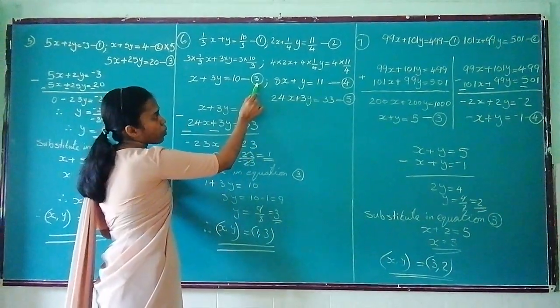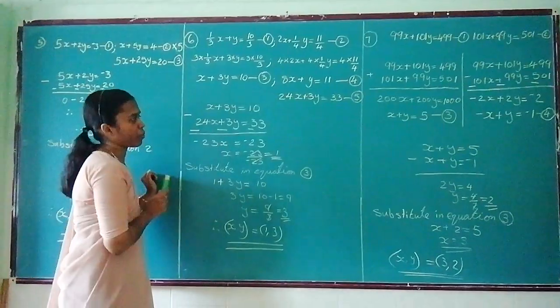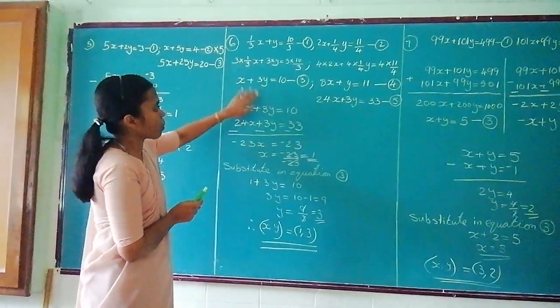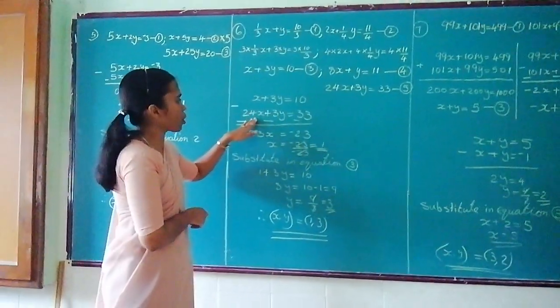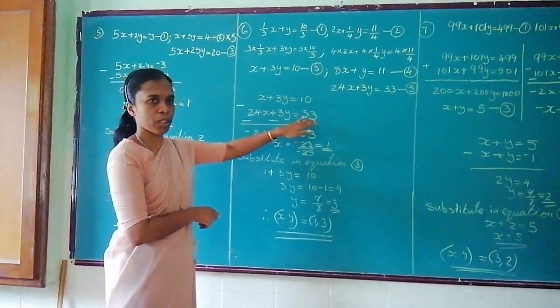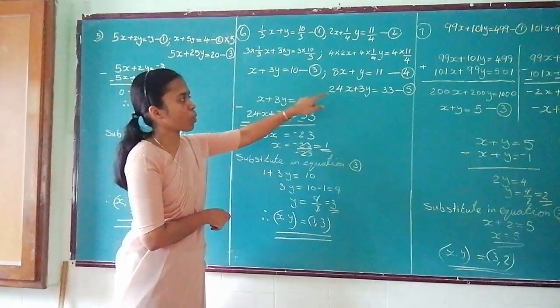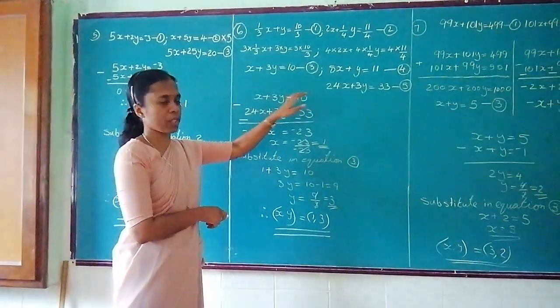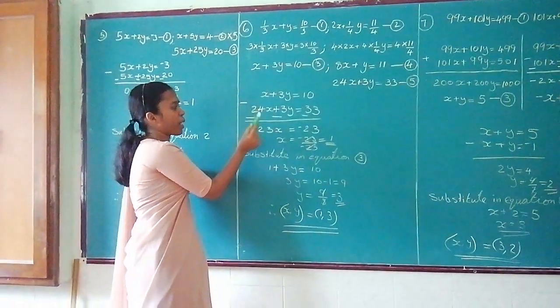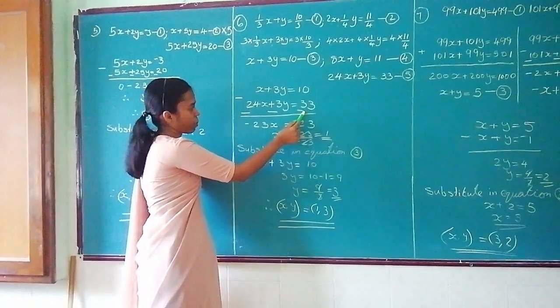Now I consider equation 3 and 5. Equation 3, x plus 3y is equal to 10. Equation 5, 24x plus 3y is equal to 33. I am subtracting equation 5 from 3. You have to mention it over there. When you are subtracting, the signs change throughout, minus.